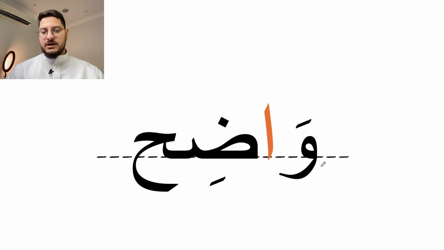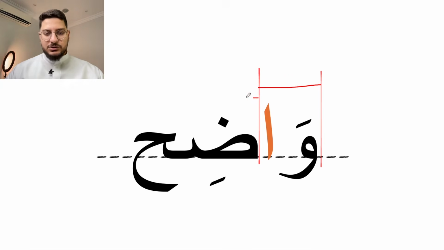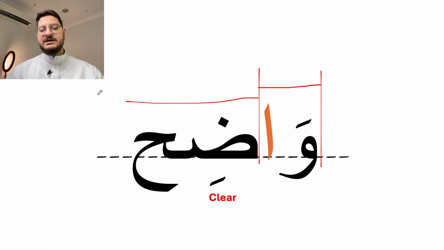Next one, we have two syllables. The first one is wa, and then dhah. Again, this letter is the heavier version of da. So wadhih, and wadhih means clear.